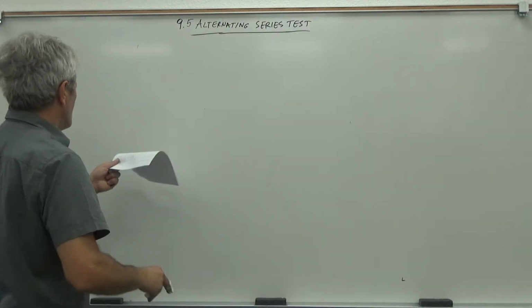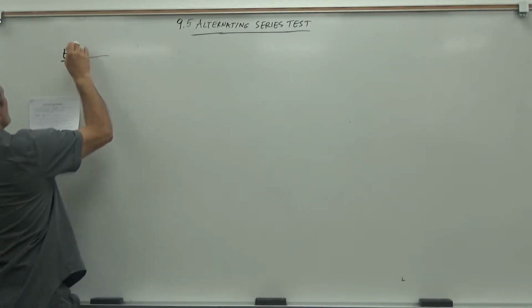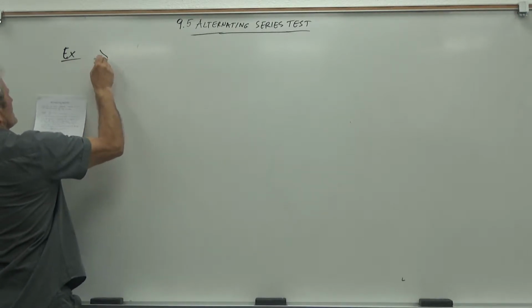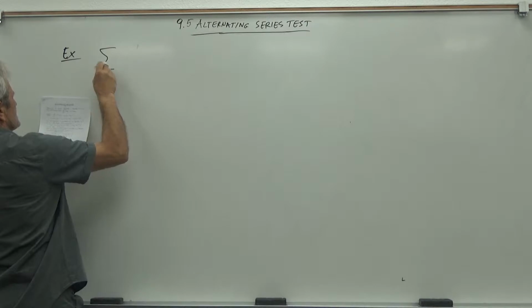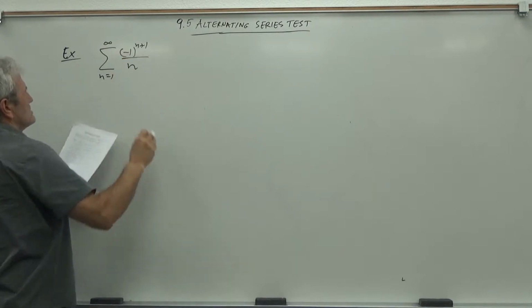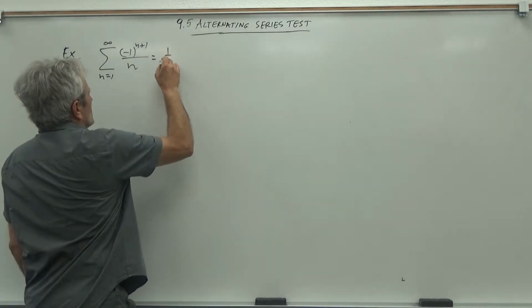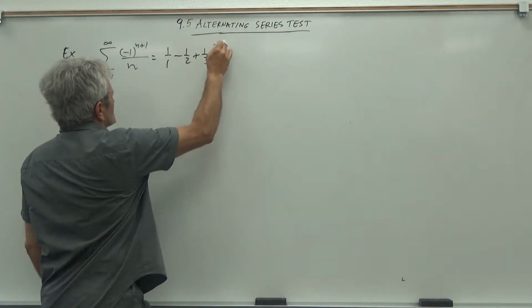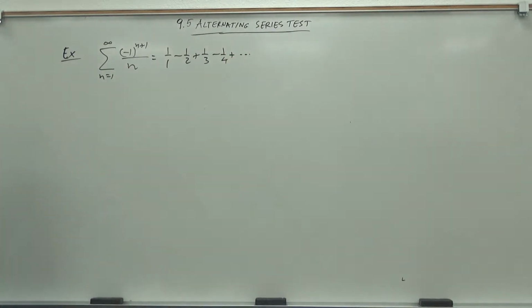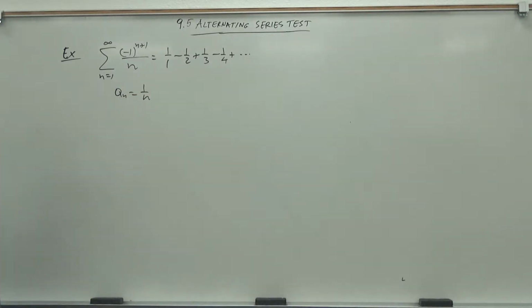So here is one example. Analyze the following series, sum from 1 to infinity of negative 1 to the n plus 1 over n. That's the famous Leibniz series. So what will that be? 1 over 1 minus 1 over 2 plus 1 over 3 minus 1 over 4 and so on. So what do we have here? An is just 1 over n. So just the positive part, absolute value.